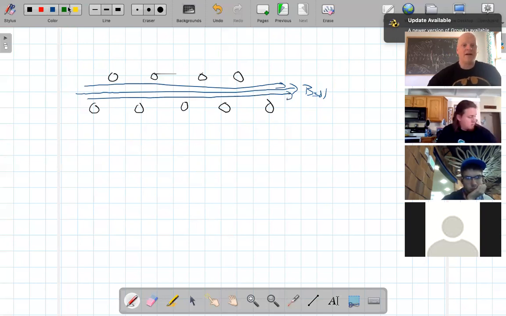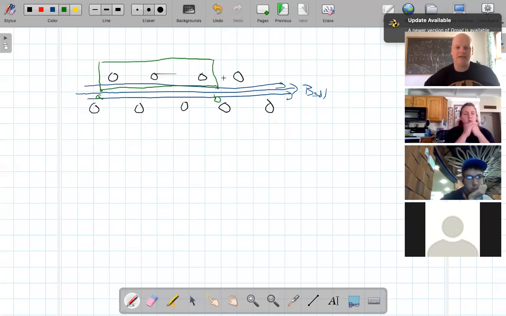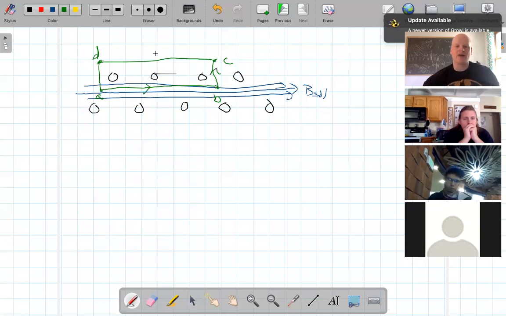For Ampere's law, I'm going to choose a loop that does something like this. I'm going to draw a rectangular loop. So here's my rectangular loop. I'm going to call this point A, this point B, this point C, and this point D. Right. So in this case, I'm going to integrate along my closed loop in the counterclockwise direction, in this direction.